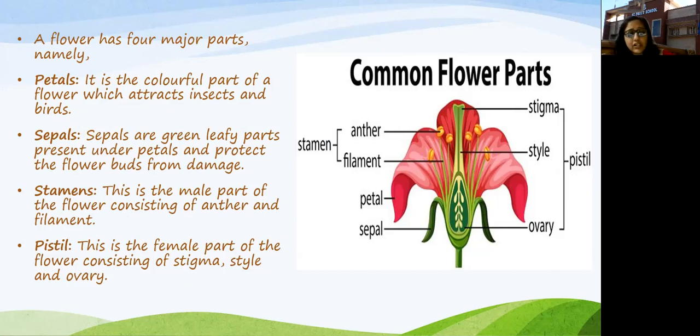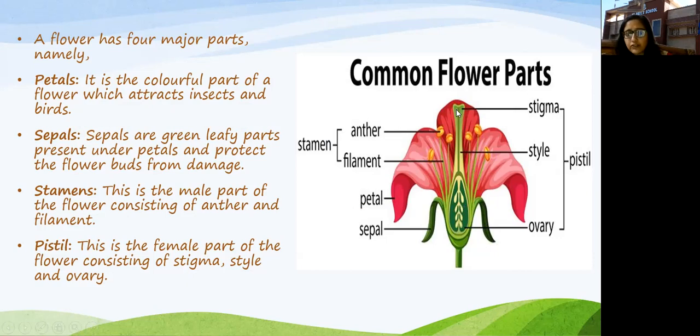Now next one is pistil. Now what is this pistil? This is the female part of the flower consisting of stigma, style and ovary. So here three parts are there, three female parts we can say, and together they are called as pistil. So this pistil comprises of stigma first of all. Now what is the stigma?